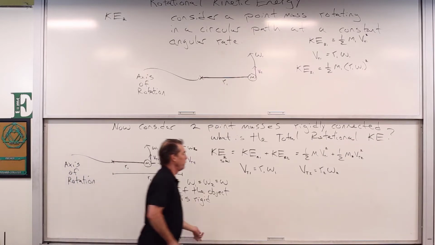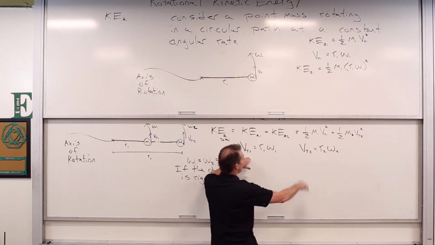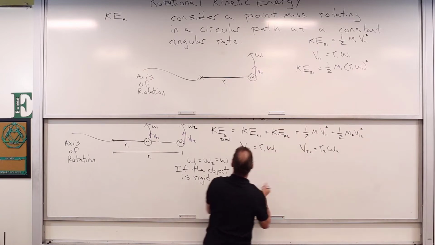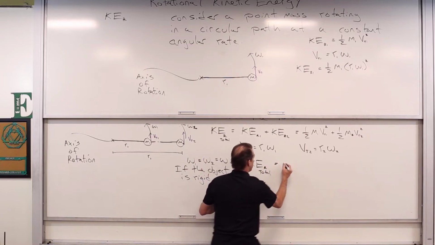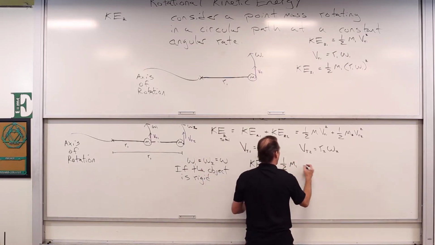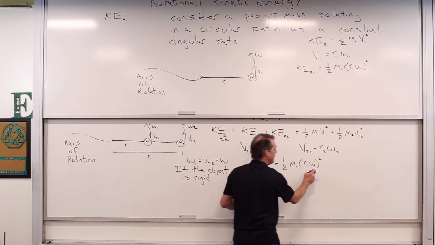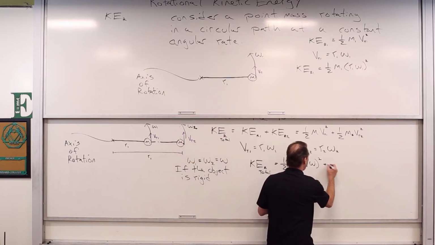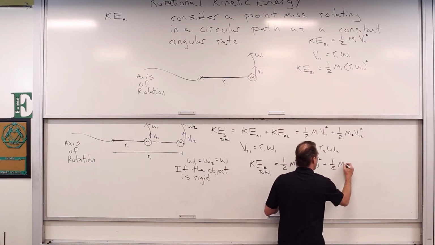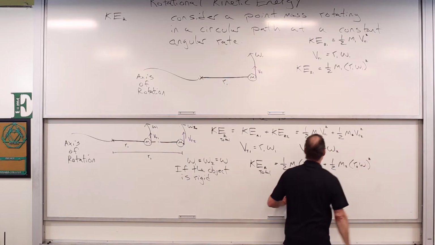So, we can go with this. We'll just go ahead and put in our V tangential 1 and V tangential 2 here, and we can get that the total rotational kinetic energy of this system is going to be 1/2 M1 times the quantity of R1 omega squared. Don't need omega 1 there because they're both rotating at the same angular rate. Plus 1/2 M2 quantity of R2 omega squared.